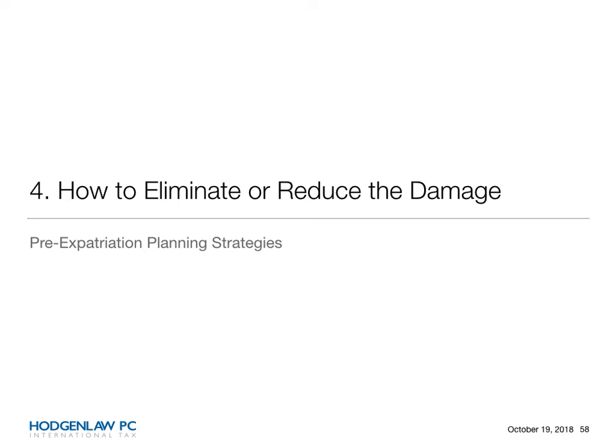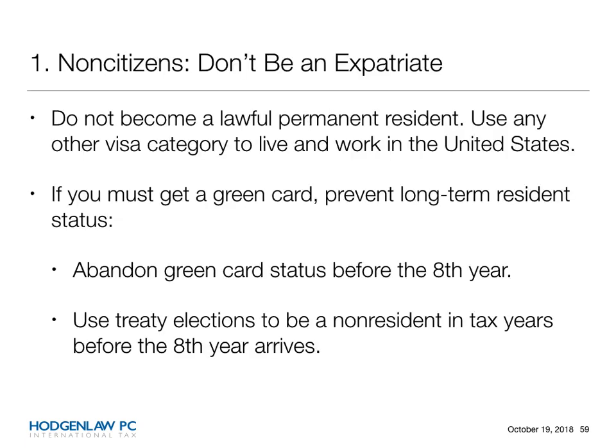Finally, let's wrap up with what do you do to fix the problem or prevent the problem? How do you stop being a covered expatriate? You know you're going to have paperwork, but let's see if we can prevent or at least reduce tax liability. The first obvious one is if you are not a citizen, just try to prevent becoming an expatriate. And the way that you prevent becoming an expatriate is you don't get a green card. You get a Category E visa, you get a Category L visa, you get some other kind of visa status to live in the United States, but you do not get a green card.